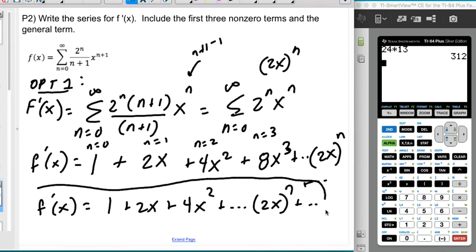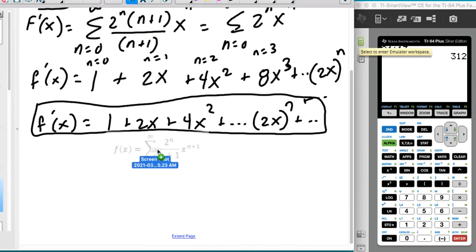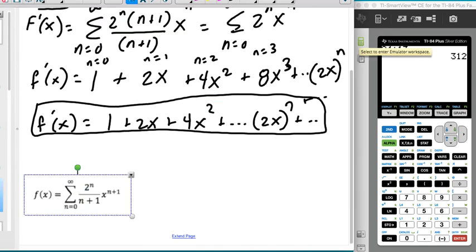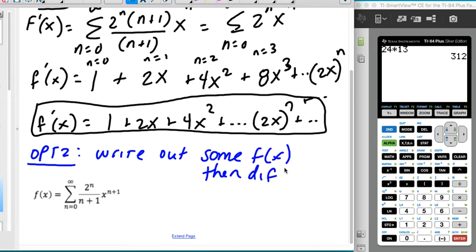The other option is you could write out the first couple terms and see what happens, right? It's the same idea. It's just a slightly different way to do the same problem. I don't have a preference. The AP Gen really doesn't have a preference. As long as you do stuff correctly, nobody really cares. So option 2 is to write out the sum of f of x, then differentiate.